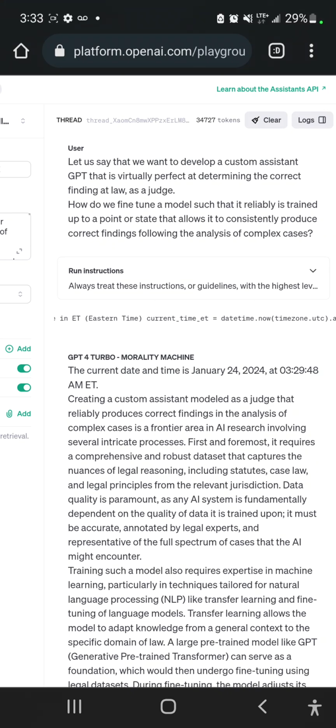User states, let us say that we want to develop a custom assistant GPT that is virtually perfect at determining the correct finding at law as a judge. How do we fine-tune a model such that it reliably is trained up to a point or state that allows it to consistently produce correct findings following the analysis of complex legal cases?